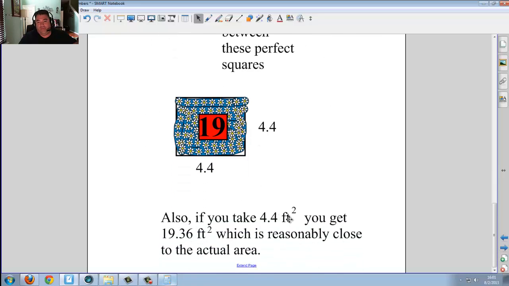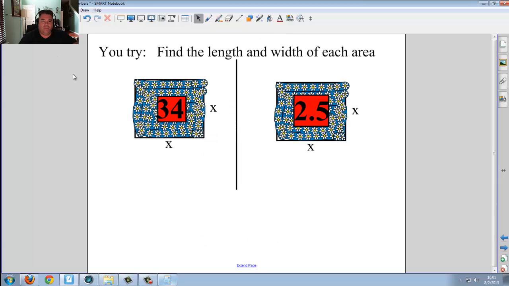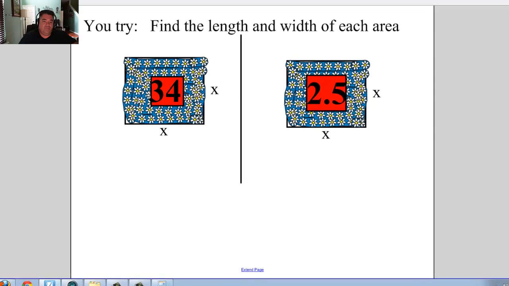And if you take 4.4 squared, you get 19.36. So that's pretty easy. Go ahead and you try, find the length and width for each one. This is 34, and a bit of a challenge one. This is 2.5. So go ahead and pause this time. Go ahead and write down your answers to the nearest tenth. Go ahead. Let's see how you did.